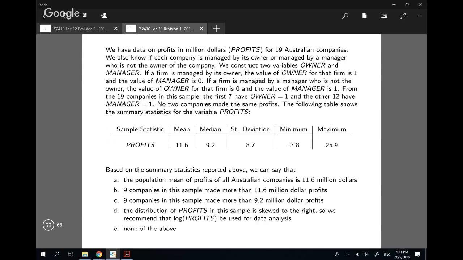Okay, you've read that. Based on the assumptions reported above, we can see that the population mean, sample, make more.